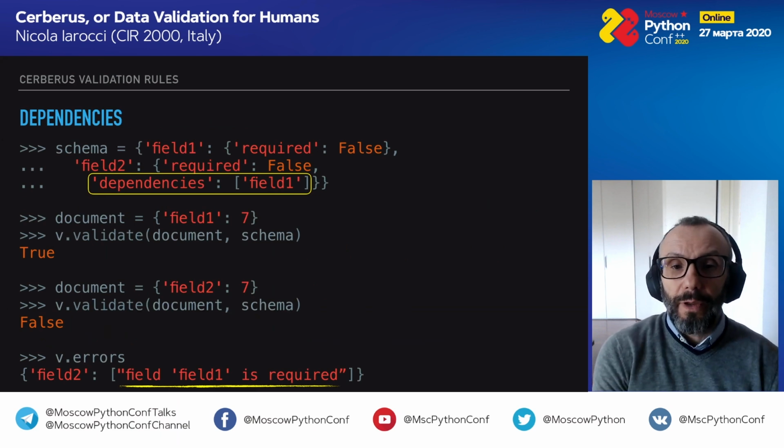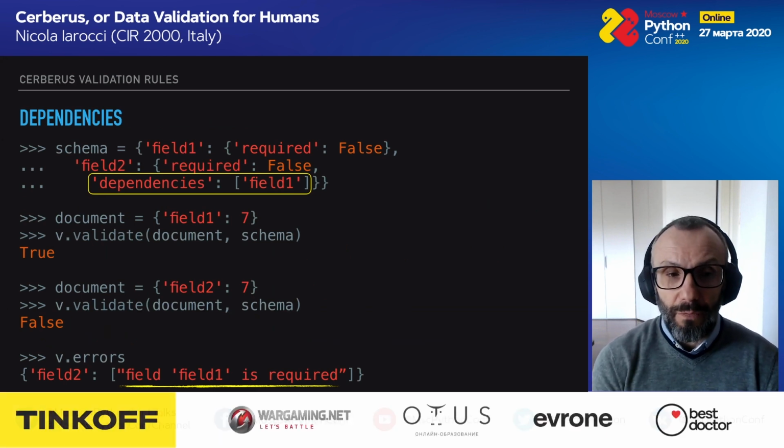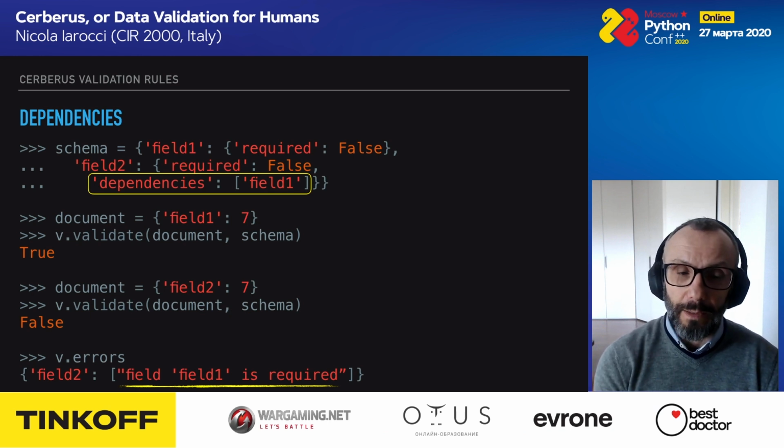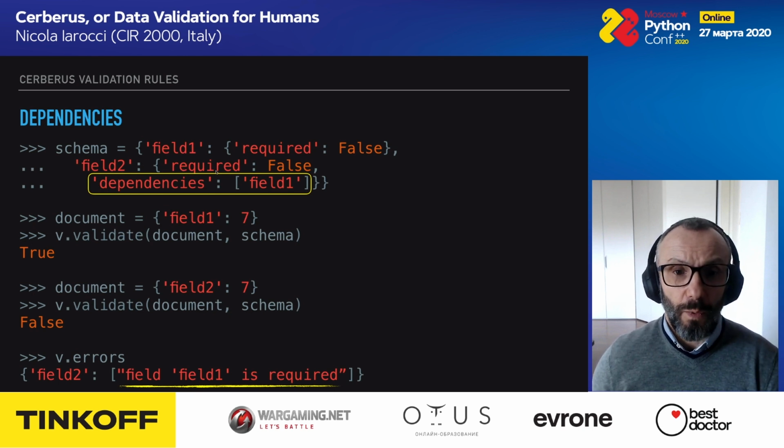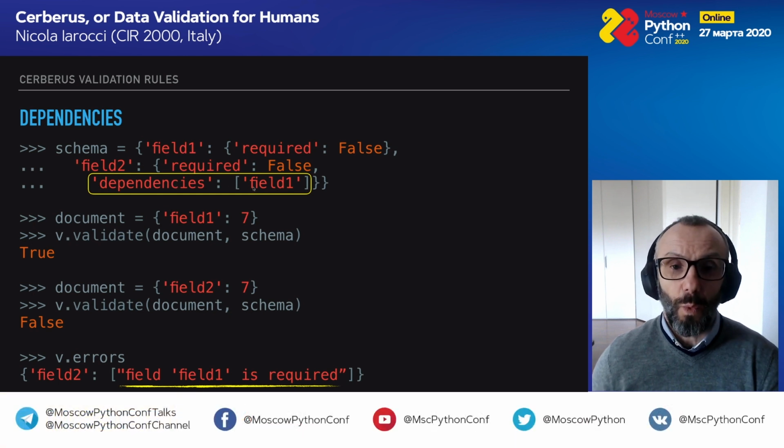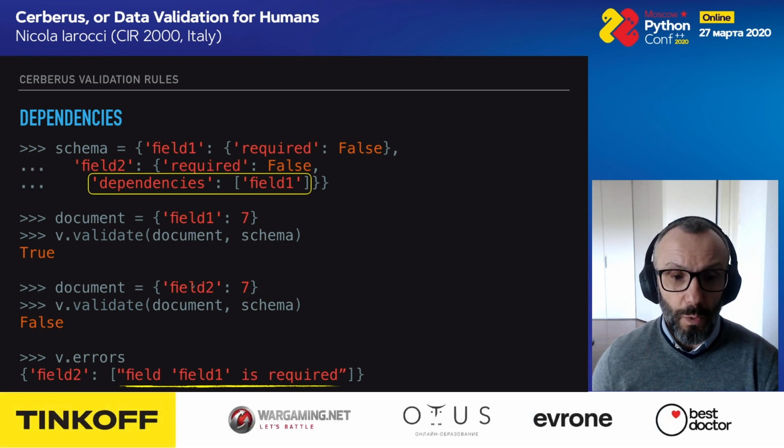Sometimes you want a field to be allowed only if another field is present within the document. We call these dependencies. So here, field 2 is not required, but when it is present, we also want field 1 to be present. So the first document only has field 1 and it is valid. The second document only has field 2. It is not valid because field 2 has a dependency, so to speak, on field 1, so it is rejected.